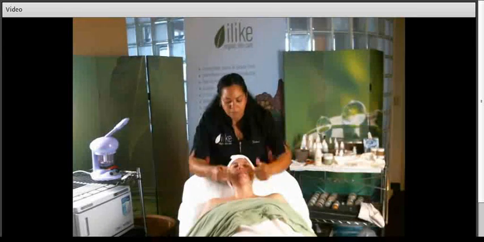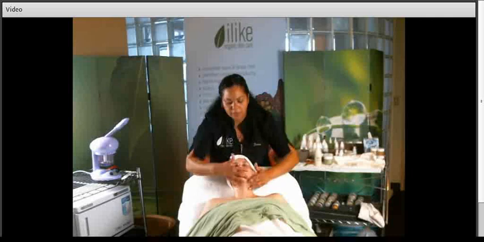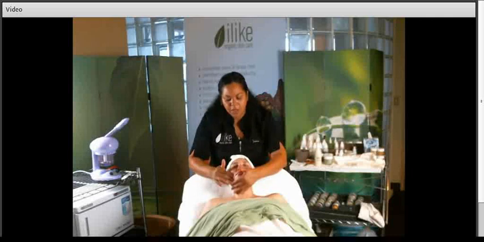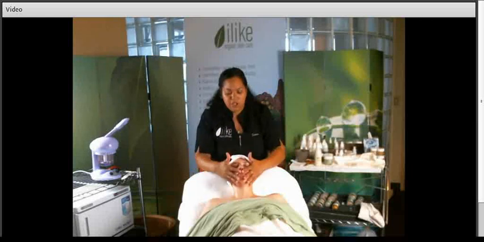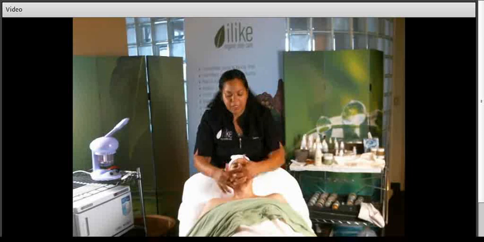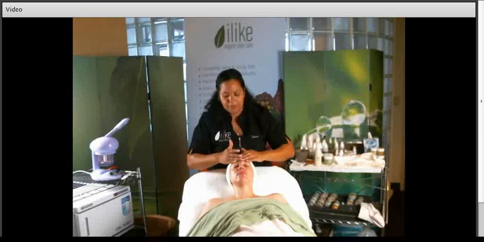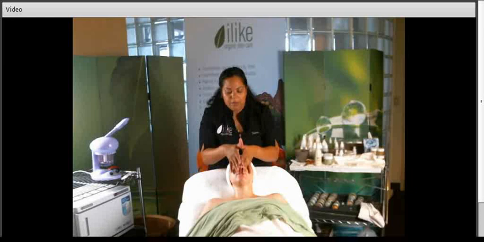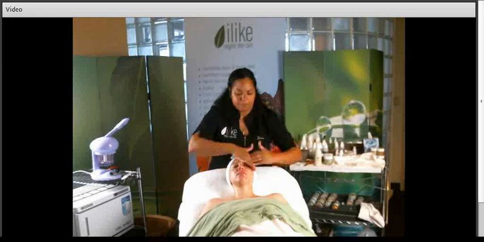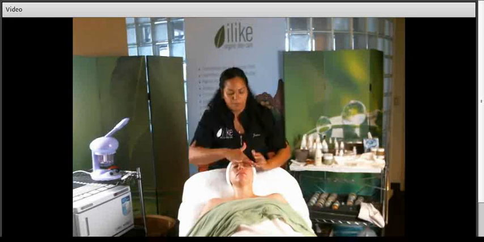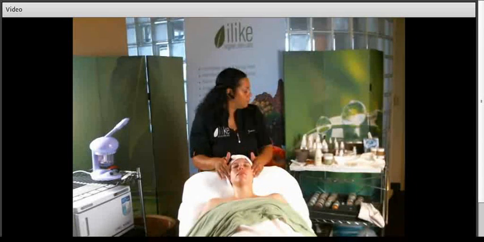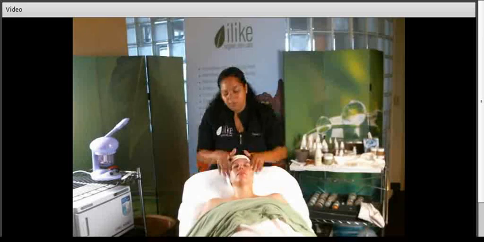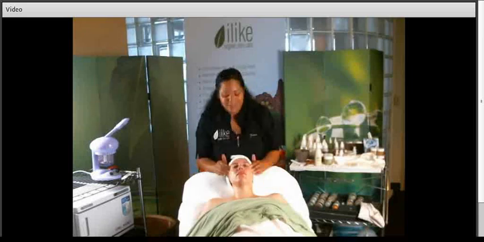Cleanse for about a minute and make sure that you hit all the areas: neck, décolleté, chin, cheeks, over the upper and lower lip, the nose, the forehead, and around the eyes. And then take a hot towel or a warm towel, sponges, cotton pads to remove the cleanser.